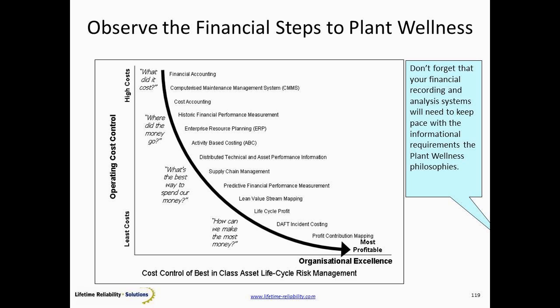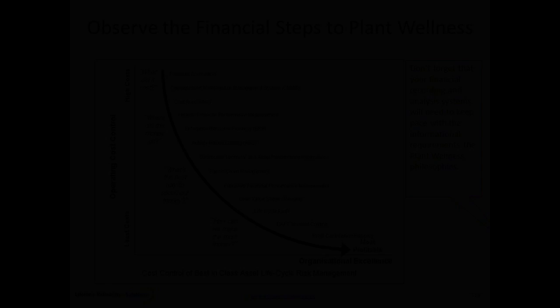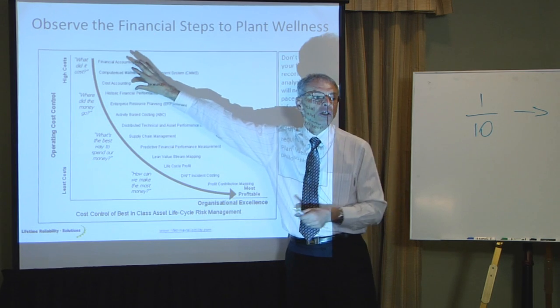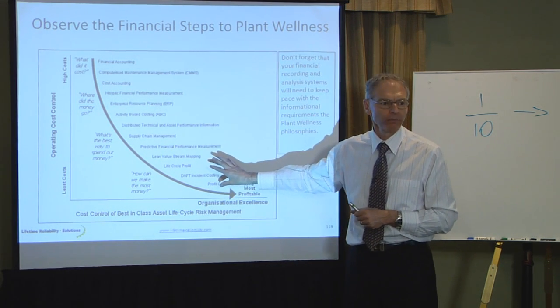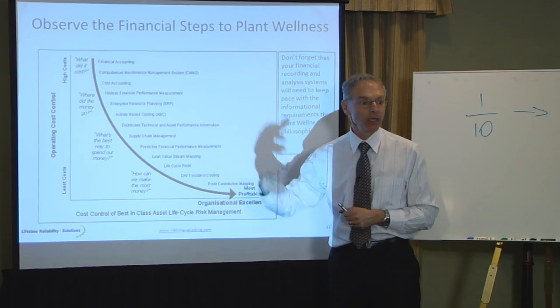So I've got to think about the change in the financial benefit of the company if I move from simply doing cost accounting down to understanding how much money we're losing and how much money I can make back by doing smarter things.